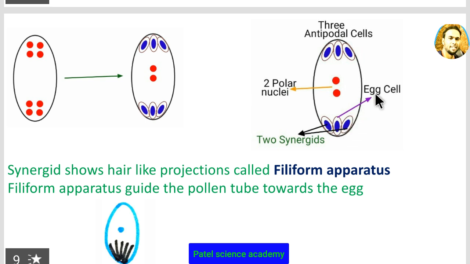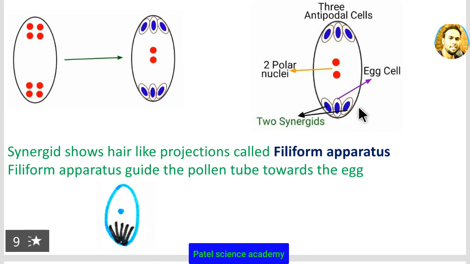The cell which is located at center is called egg cell, and beside it there are 2 cells which are called synergid cells. So I'm talking about this synergid cell. These 2 synergid cells located beside this egg cell, this one and this one, show a hair-like projection which is called filiform apparatus. So you can see here, the synergid cells show the hair-like projection.